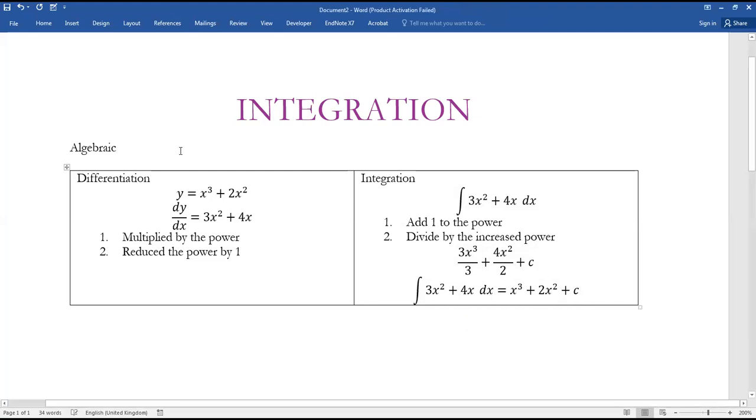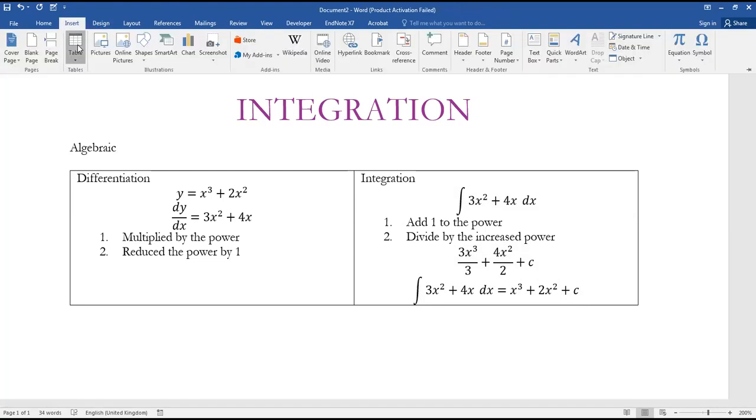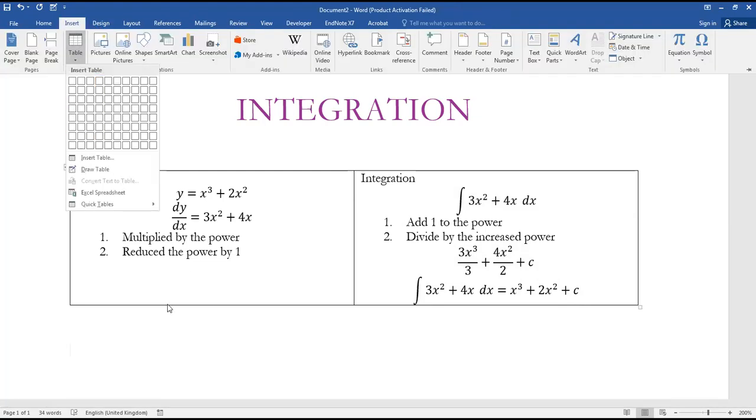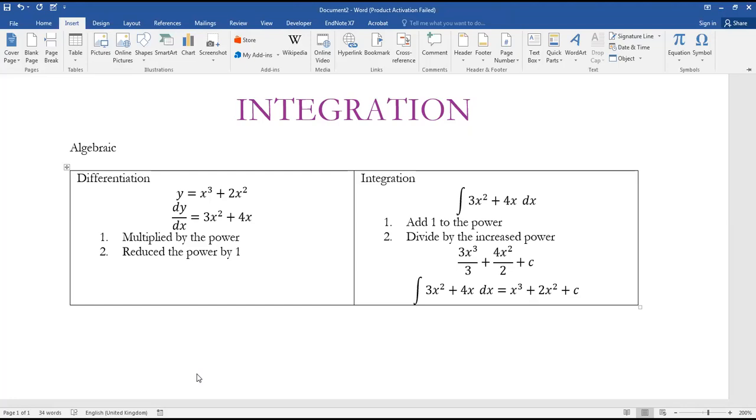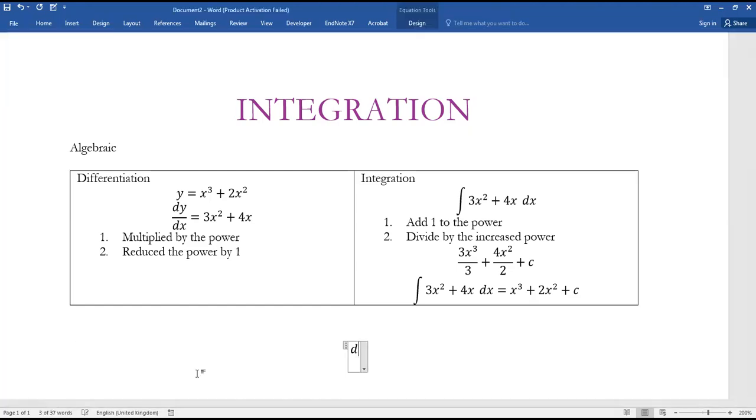Now I want you to differentiate something. Can you differentiate 3x cube, sorry, x cube plus 2x square with respect to x? Can you tell me the derivative of this? We just figured it out. It is 3x square plus 4x.